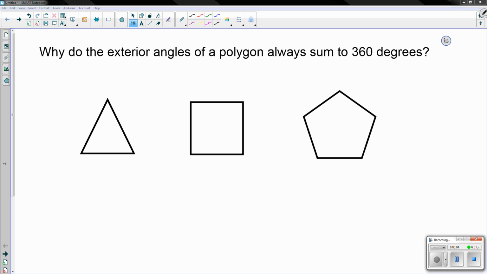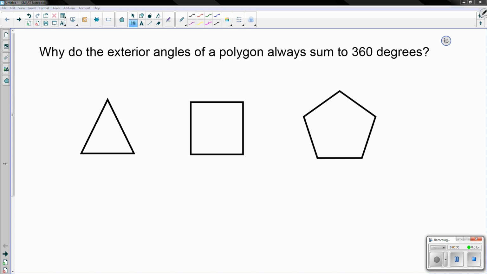This video will cover why the exterior angles of a polygon always sum to 360 degrees, no matter how many sides that polygon has. As we're already aware, and from a different video, we've discussed that the interior angle sum is going to be dependent on the number of sides or angles that polygon has. However, when we look at exterior angle sums, it's always going to total 360 degrees, and this video will answer as to why that is true.